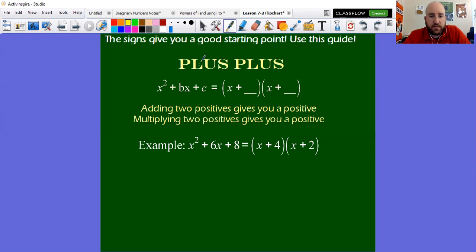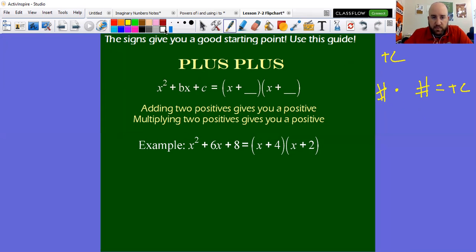So when we're saying plus plus, it's talking about our signs in our quadratic. So when we say plus plus, that means both of my factors are going to have positive signs. Really, again, there's a few ways you can look at it. If you're looking at C, okay, if I know I've got positive C, you got to say, okay, what can I multiply to get a positive c?